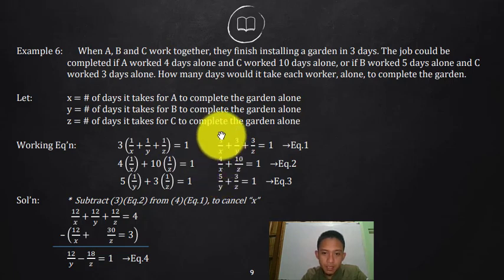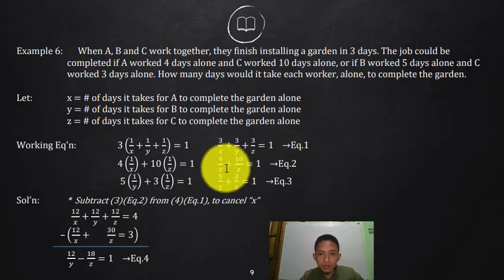But I cannot do that since their values are not the same. I mean their coefficients are not the same. This is 3, that is 4. They cannot just cancel if I subtract them. So what will I do? Again, I decided to eliminate x. So what will I do for them to be the same so that if I subtract they will cancel?